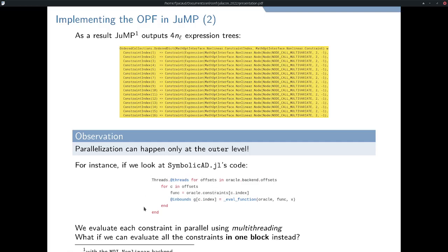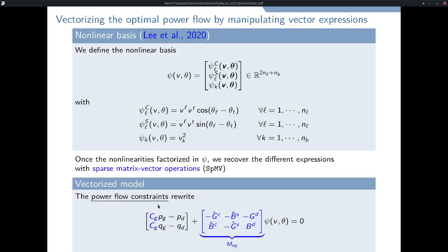So we propose in this talk to use a different approach and to evaluate all the constraints in a single block. So instead of parallelizing the problem at the outer level, expression tree by expression tree, we will build a single vectorized expression tree and evaluate the model all at once. That will allow us to use SIMD parallelism in our automatic differentiation backend. How to do that?